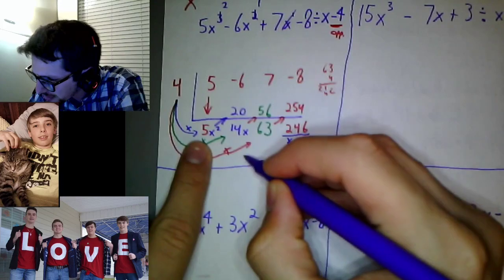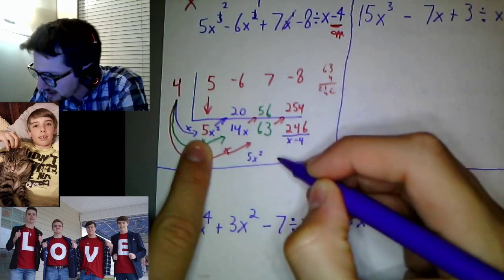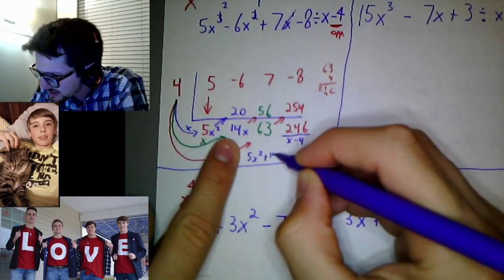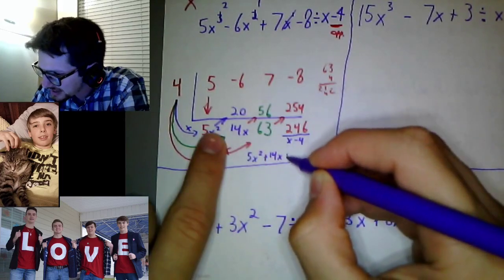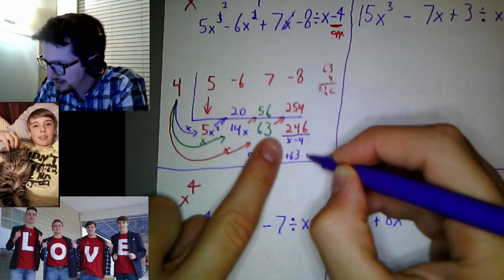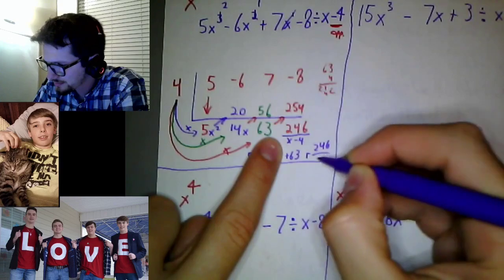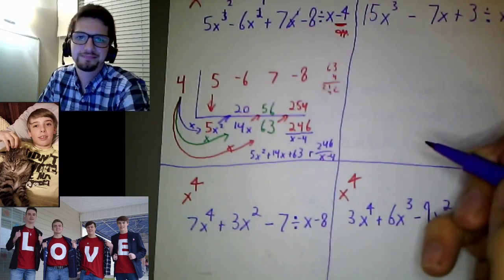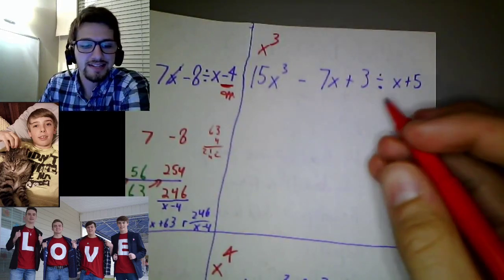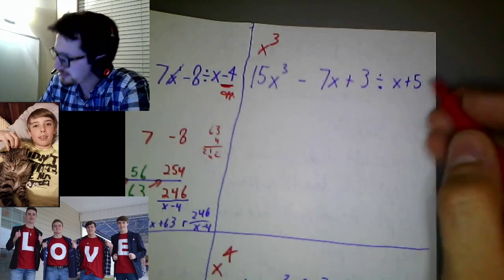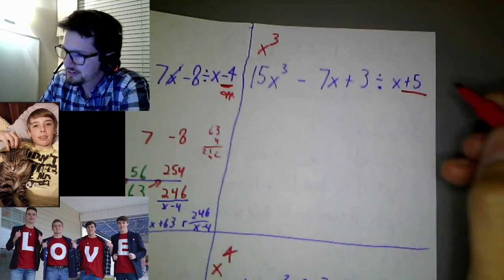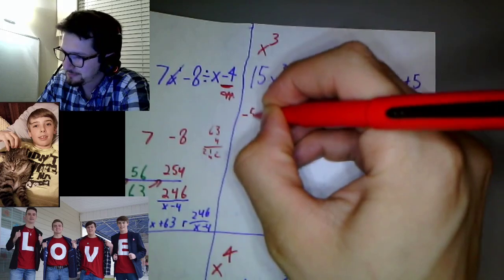I have a 5x squared, I have a positive 14x, I have a positive 63, and I have a remainder of 246 over x minus 4. First step, chill out. Second step, write my number and my coefficient. So what's my number? I have a plus 5 here, so that's going to be negative 5 here.